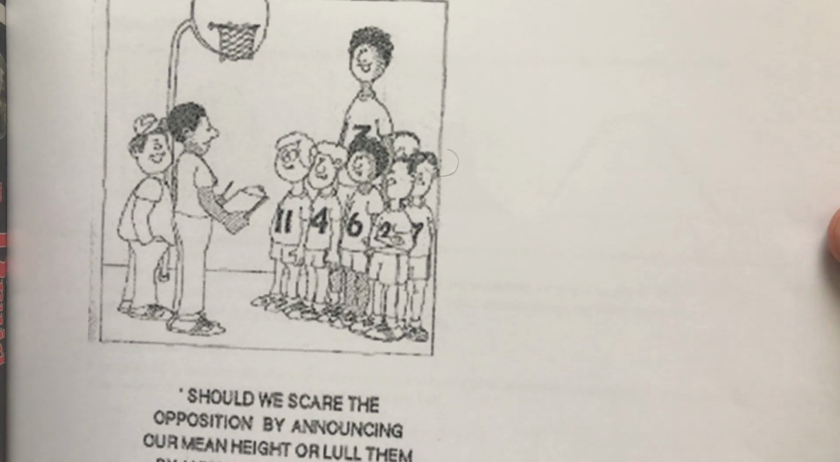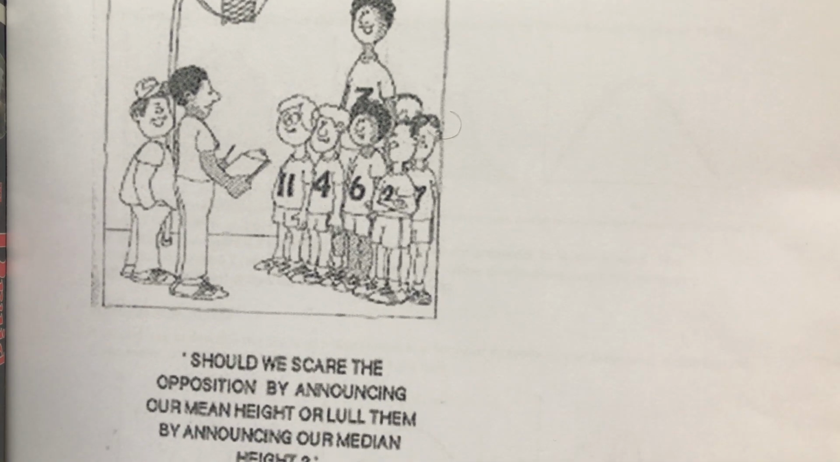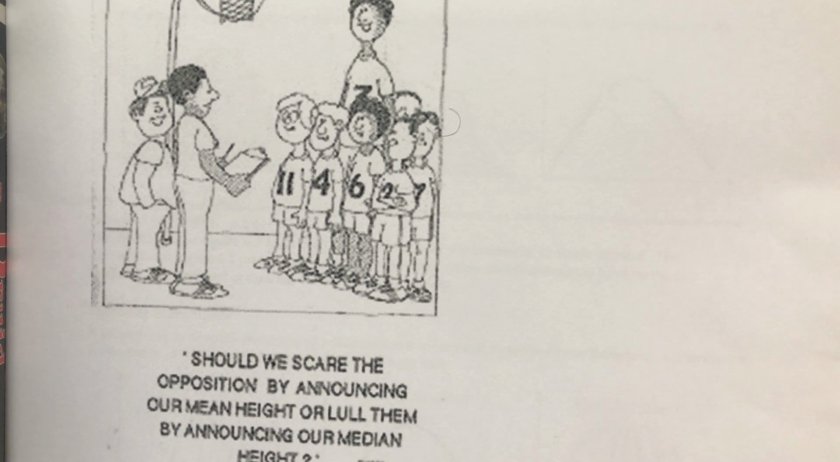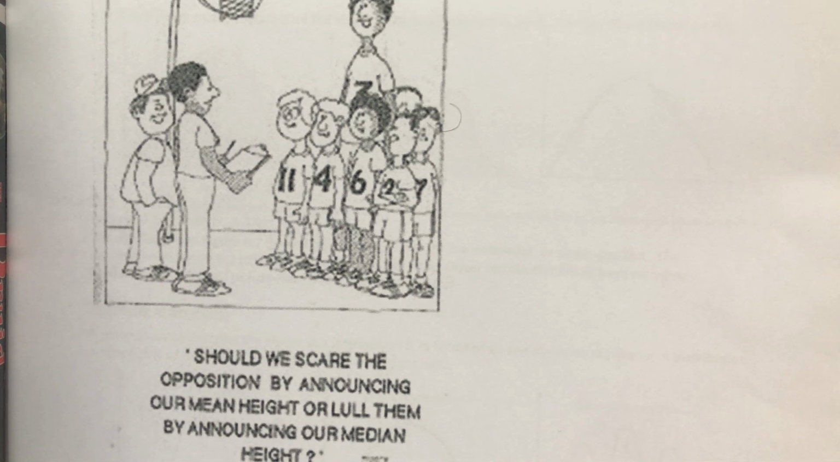All right, so here we have a basketball team. The one outlier in height is fairly obvious. Everybody else is about the same size. And so the coaches are deciding, do we scare the opposition by announcing the mean height, where that one tall kid is going to pull up the average height on the team? Or do we lull them into a false sense of security by announcing the median height, which really isn't going to change with the outlier?